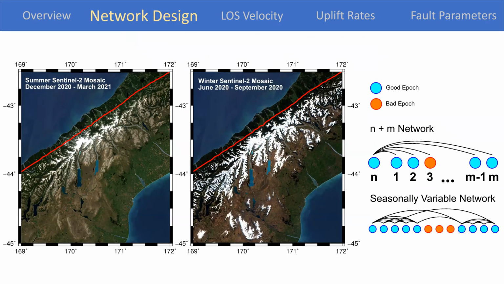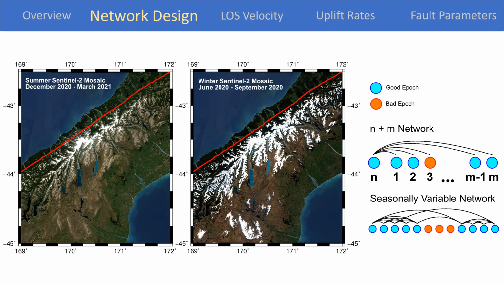So when we're doing this work, we use a StaMPS processor, which unfortunately prevents us from using a simple N by M interferogram network, as StaMPS requires a pixel to be coherent throughout all interferograms, and there's a strong seasonal control on coherence of pixels, particularly near to the fault due to snow cover.